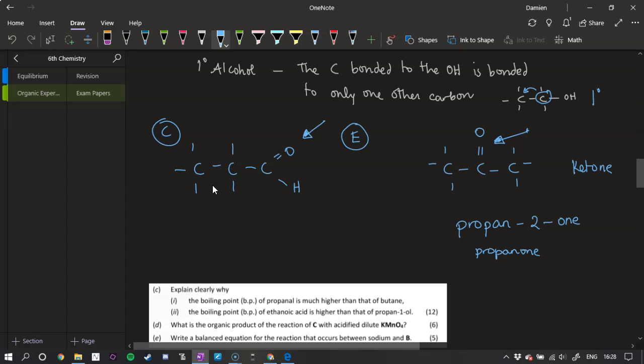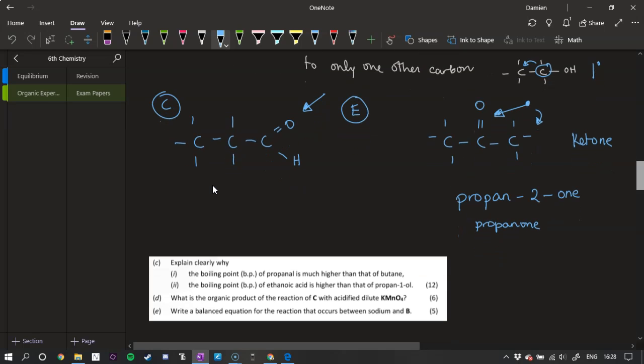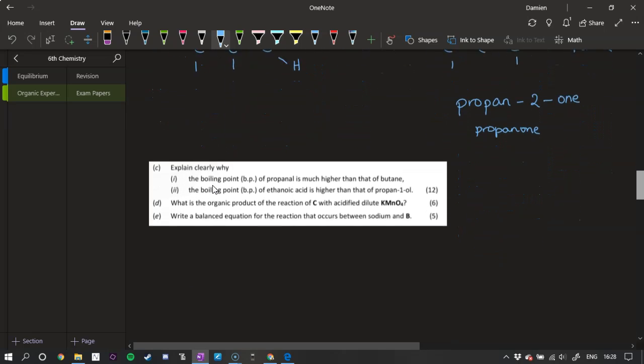Now, technically speaking, you can also call this propanone because there is no other way of writing propanone. For example, if you took this C double bond O and you put it back at the end, it would cease to become a ketone and it would be an aldehyde. So just basic propanone would also suffice here.